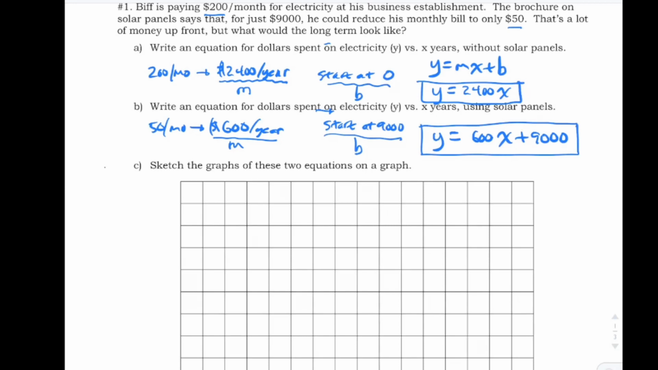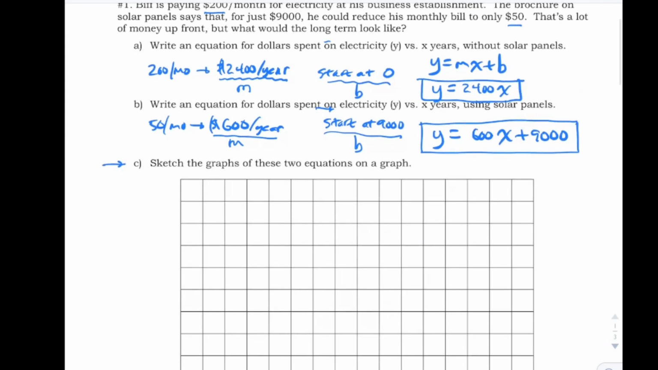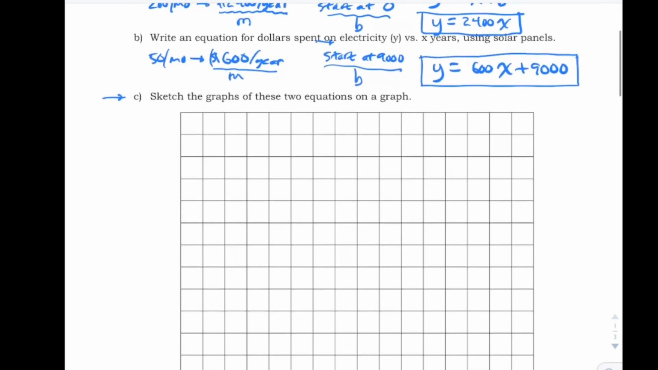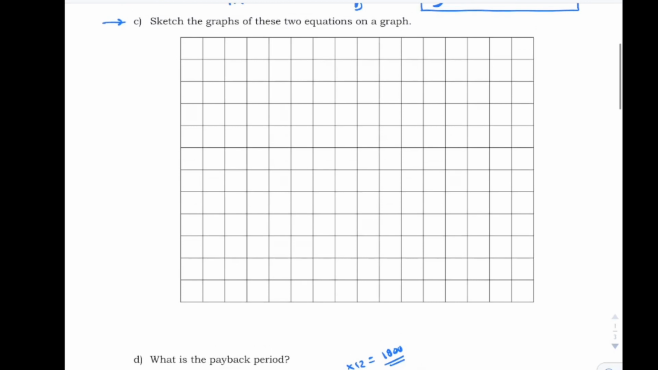Now here's where we make money as advertisers. Sketch the graphs of these two equations on a graph. Okay, that's what we'll do. X is the number of years going by. So let's label, maybe I'll do something like this. I'll say that's my X-axis and X is years, going that way. And then this will be the cost, going up on the Y-axis. I'll call that Y, and maybe I'll just put a dollar sign.